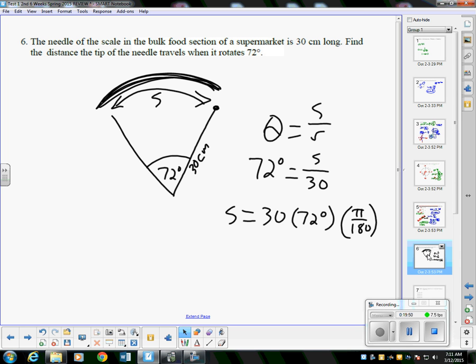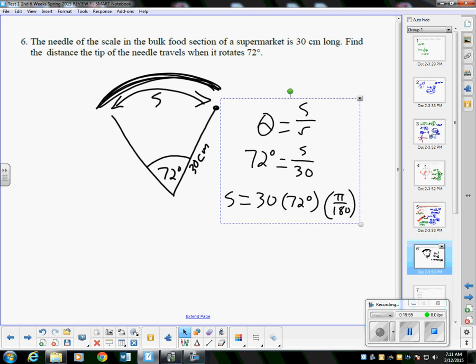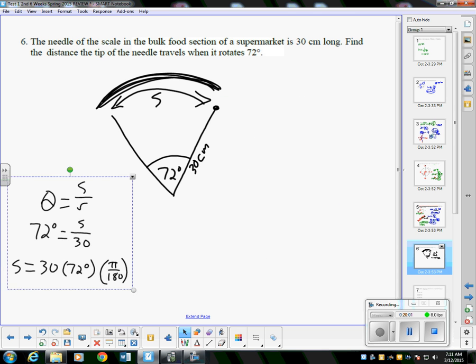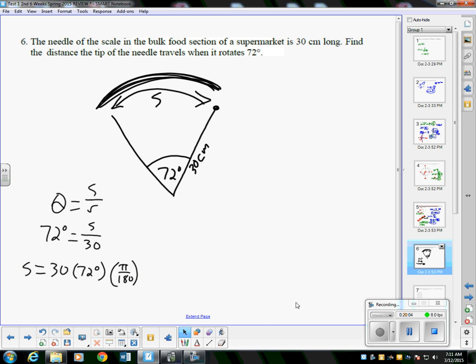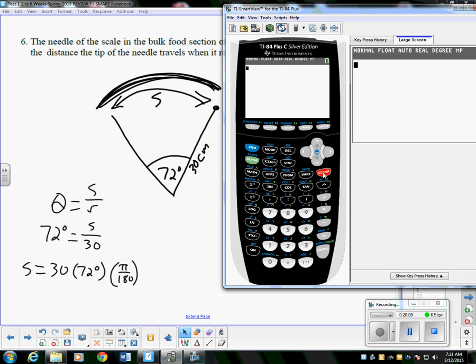So now all I need to do is go to my calculator. Right quick, I'm going to slide this over to this side because I know my calculator's going to cover it up if I don't. Okay, now that I have that, I'm just going to type in 30 times 72 times parentheses pi divided by 180. So it's 30 times 72 times pi divided by 180.